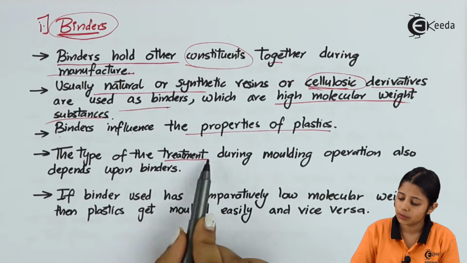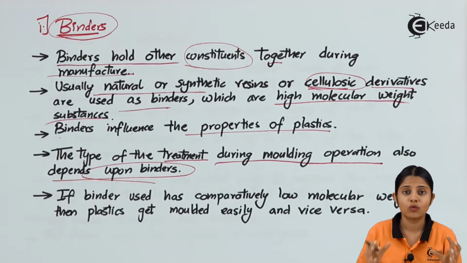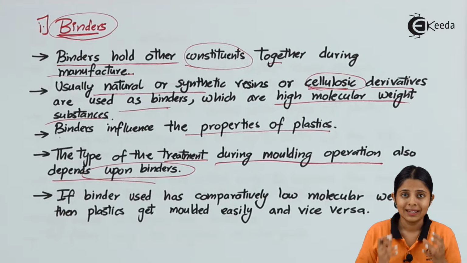The type of the treatment during molding operations also depends upon the binders. That means if I have a good amount of binders present in my plastic, I can melt the plastic for a little longer time, get it into completely liquid form, and then mold it into intricate shapes and particles. But if the quantity of binders in my polymer is less, then the atoms will not be molded, and if we start heating it after a certain point of time, instead of liquefying, it will get converted into some other gelatinous mass. That means the atoms have broken down and the entire composition has been disrupted.